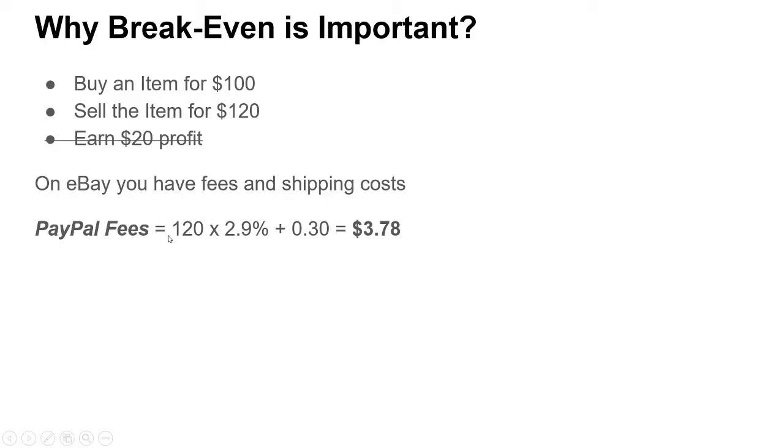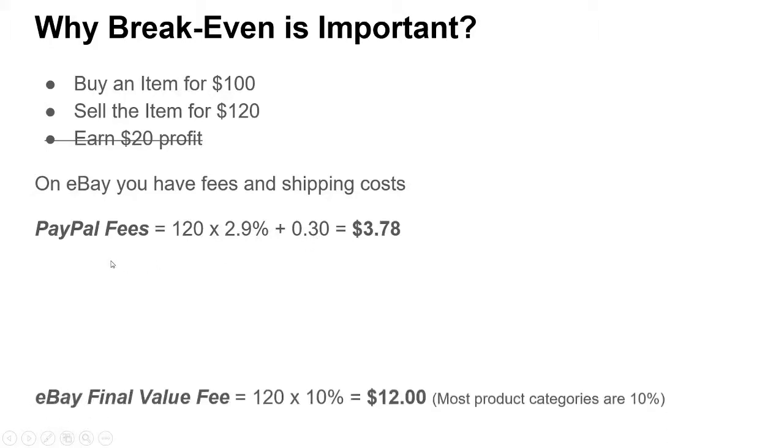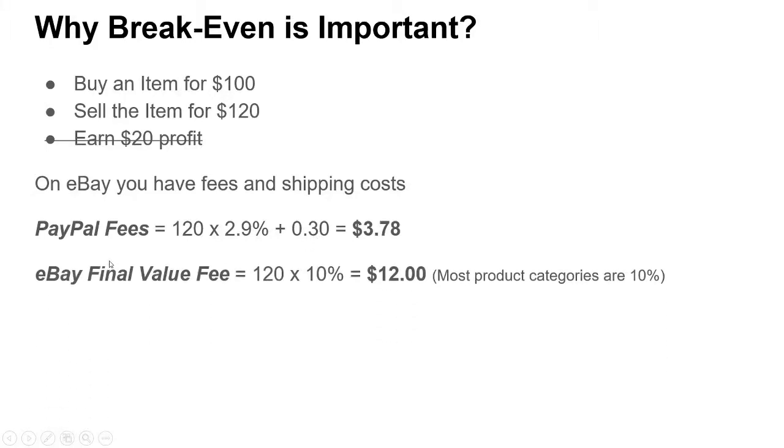The PayPal fees are equal to the buyer's payment, which in this case would be $120, times 2.9% plus 30 cents, which would be $3.78. The eBay final value fee is equal to the buyer's payment multiplied by 10%. So it is 10% of the buyer's payment for most product categories. However, there are some where the percentage is different. But in this case, and in most cases, 10% would be the eBay fee, which would amount to $12 in this case.